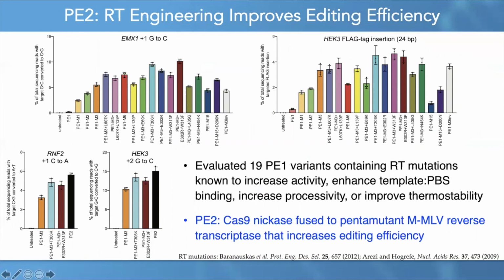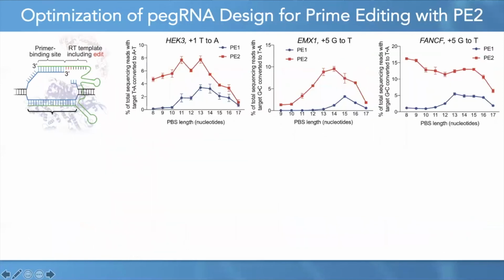We set out to improve upon PE1 by engineering the MMLV reverse transcriptase domain. We tested multiple variants of this enzyme, each containing combinations of previously reported mutations that improve properties such as template binding or processivity. After screening 19 mutants, we settled on a pentamutant reverse transcriptase that greatly increased the efficiency of prime editing, and called the prime editing system that used this new mutant PE2. Across a handful of sites, we observed that PE2 improved prime editing efficiency 2 to 5-fold over PE1.